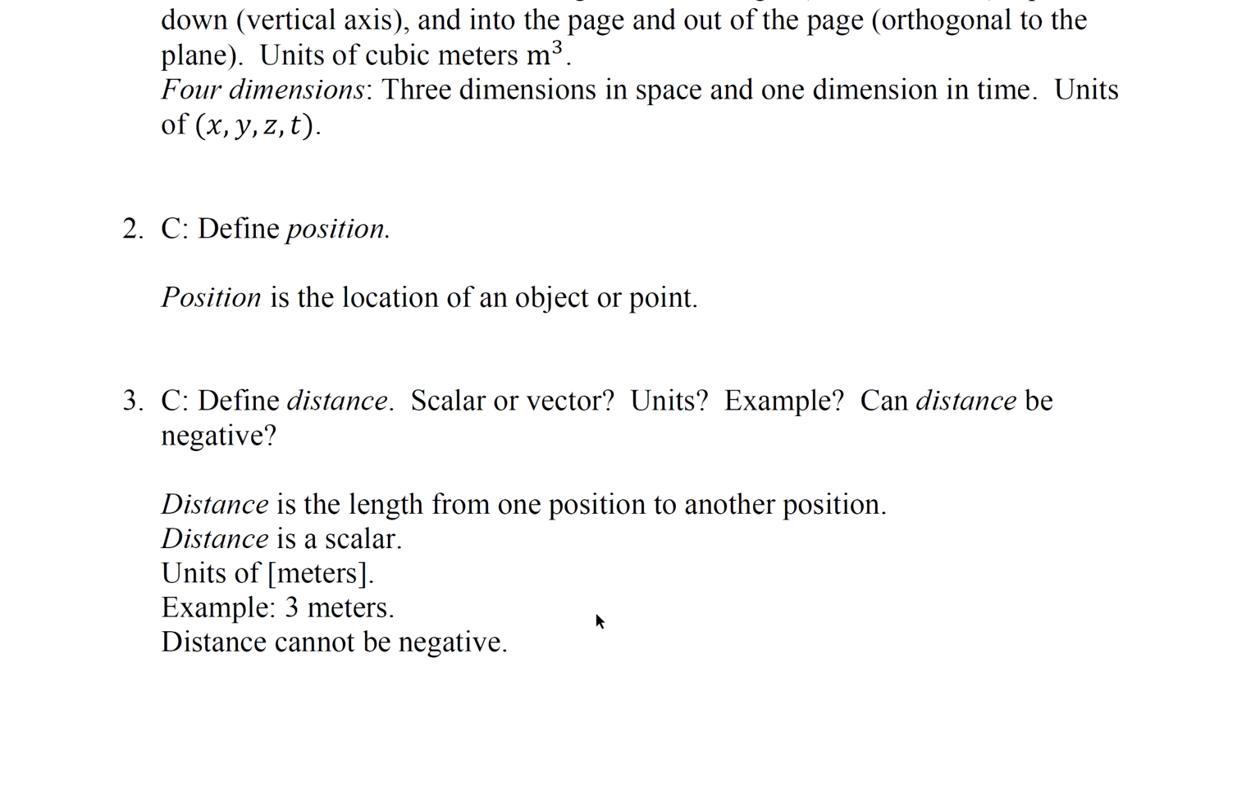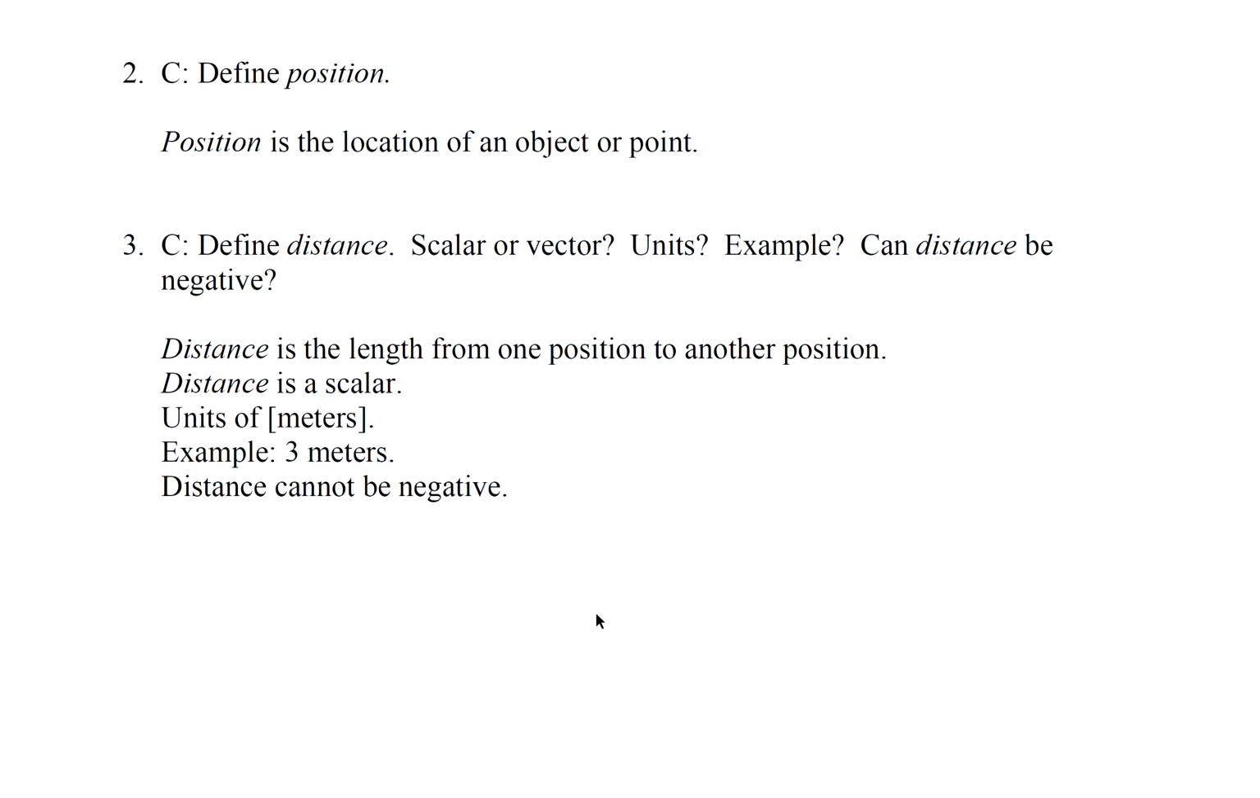Question 3, define distance. Is it a scalar or vector? Units example, can distance be negative? Distance is the length from one position to another position. It's a scalar, has units of meters. Can never be negative.